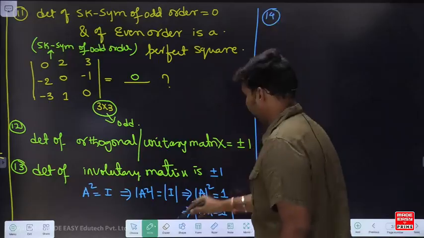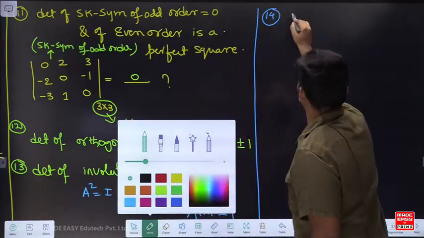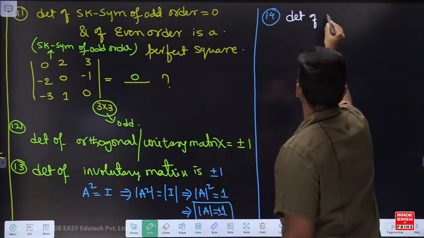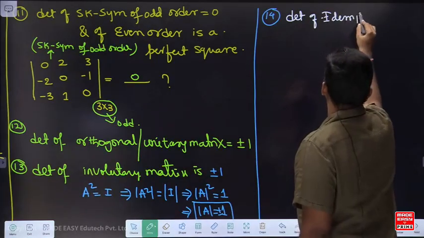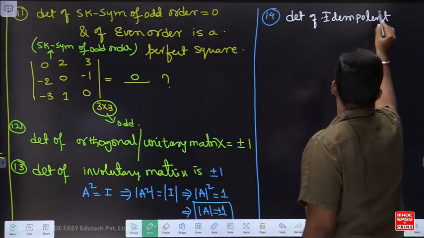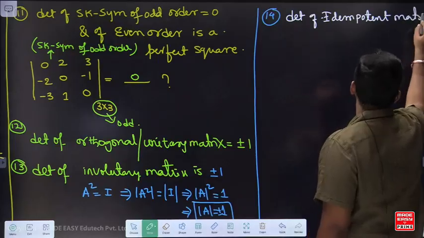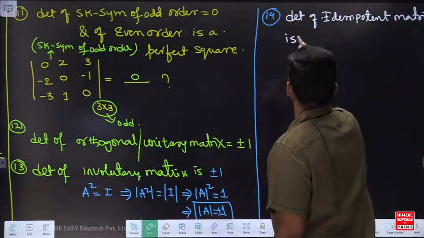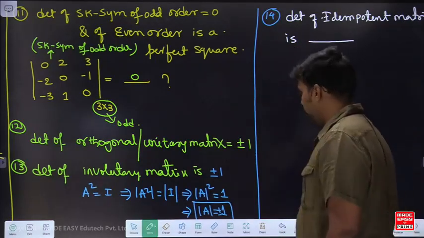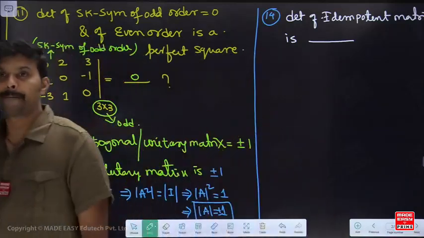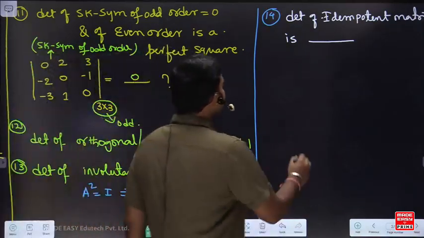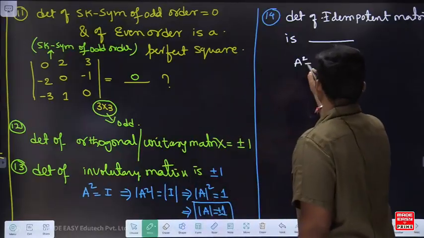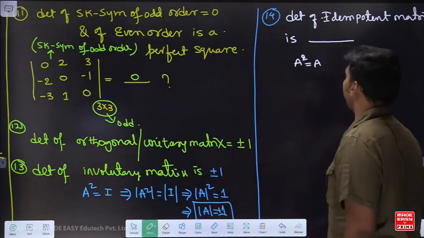Now, the 14th one: the determinant of an idempotent matrix. So what is an idempotent matrix, dear? An idempotent matrix is nothing but A square is equal to A.